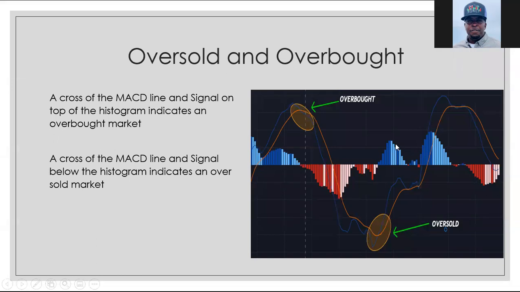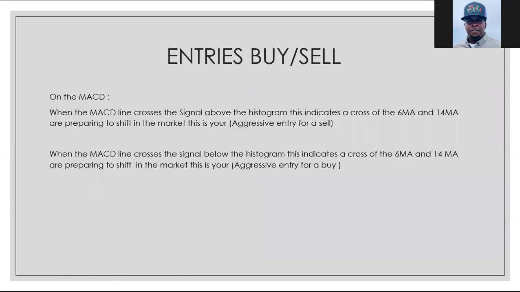So let's talk about those entries. Entries, buy and a sell, all right? For buys and sells on the MACD. This is on the MACD itself. When the MACD line crosses the signal above the histogram, when the blue line crosses the orange line above the histogram, this indicates a cross of the 6 moving average and the 14 moving average, the yellow and the blue on the candles, which is going to be your shift of the candles.